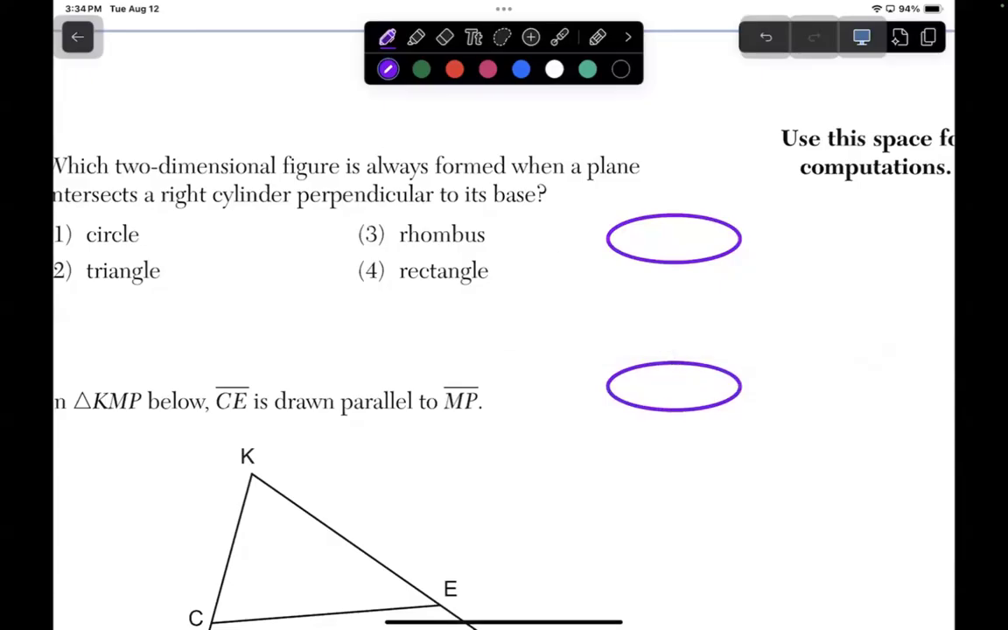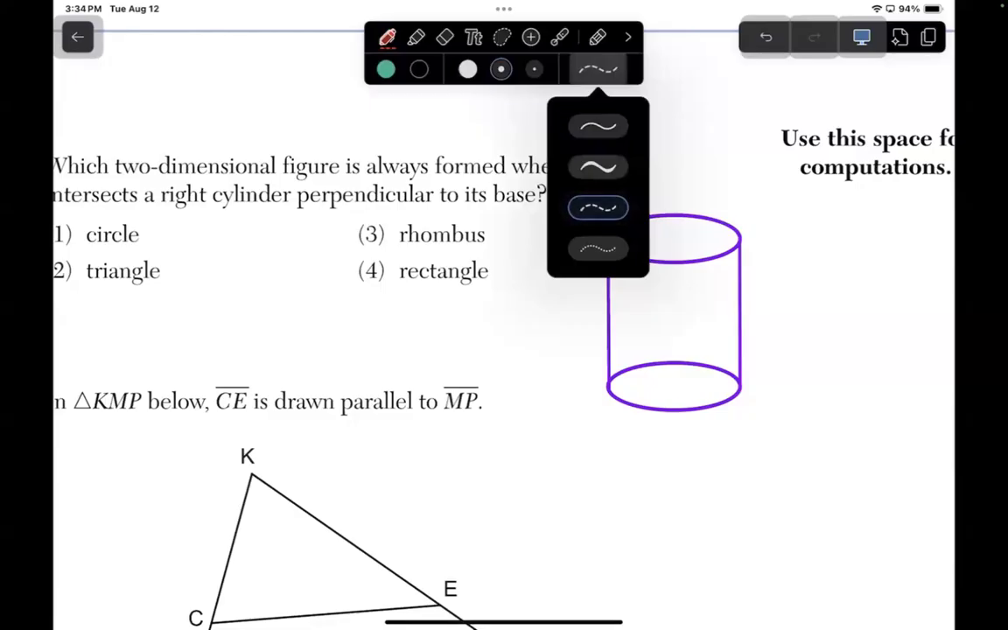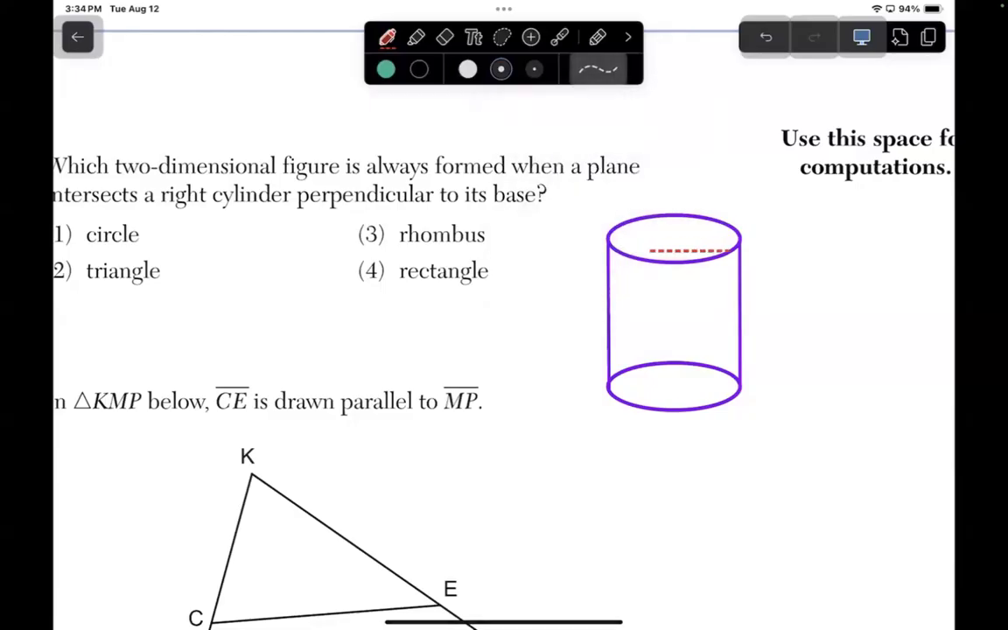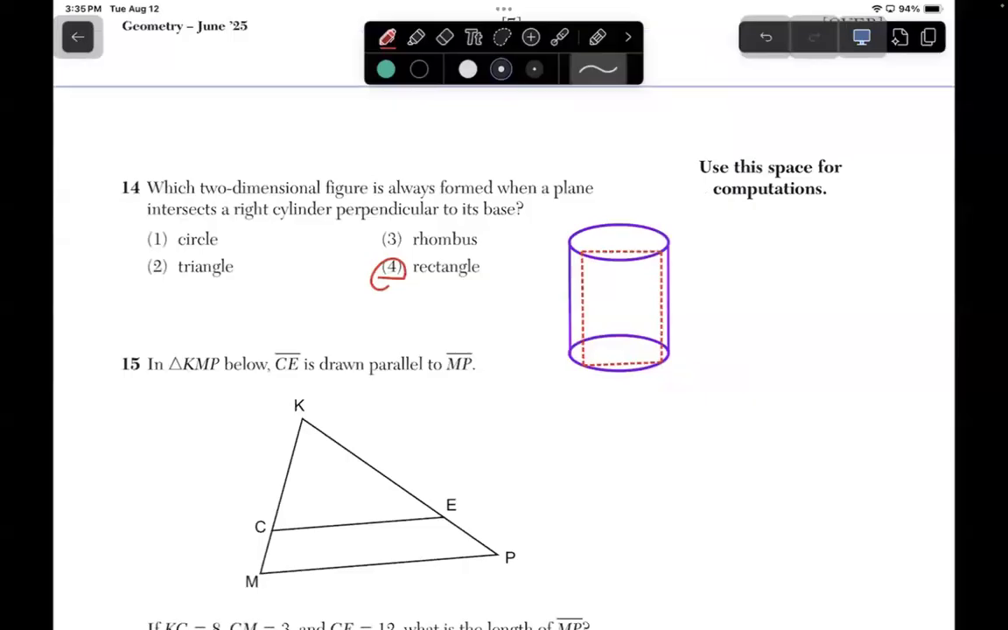We have a cylinder, and I'm going to cut this thing perpendicular to its base. So just imagine if I'm just slicing this thing kind of like this. What's that shape going to be? A rectangle. If it was parallel to the base, it would be a circle.